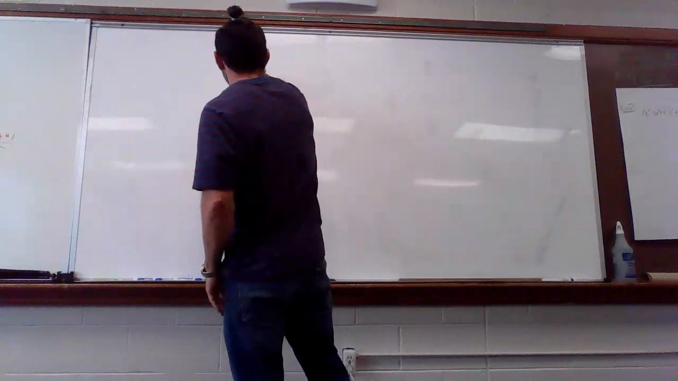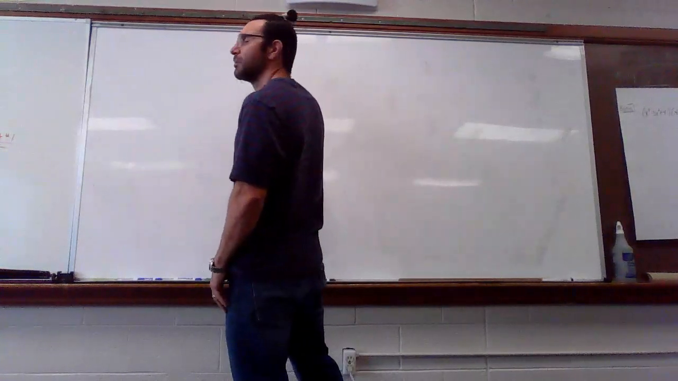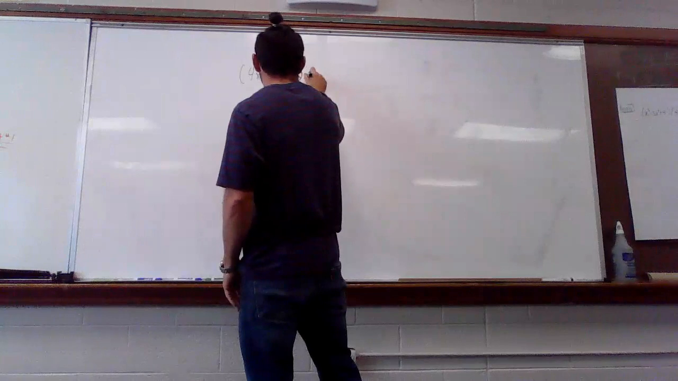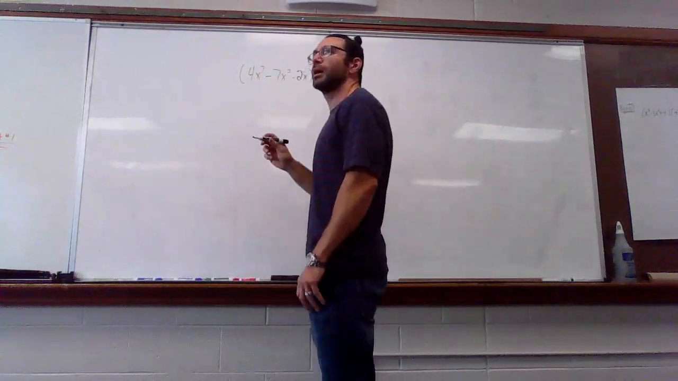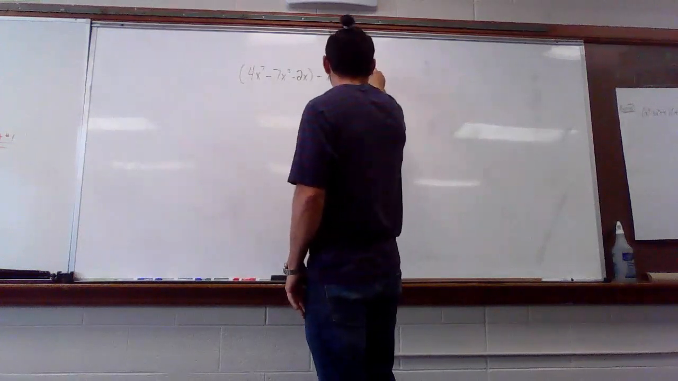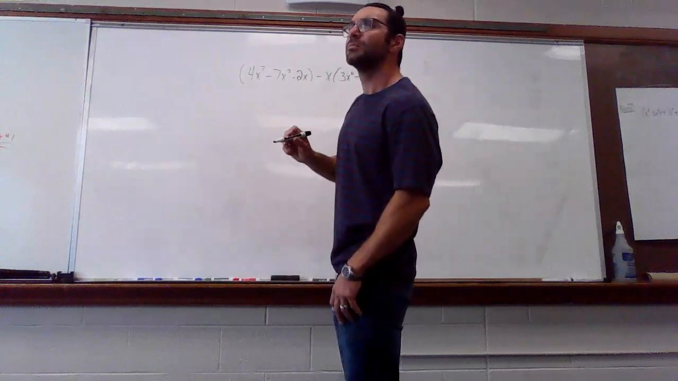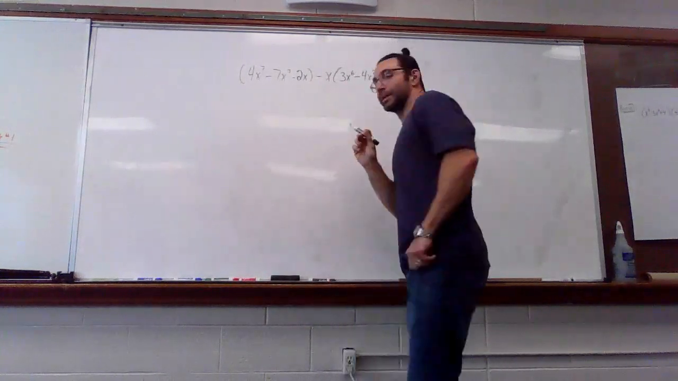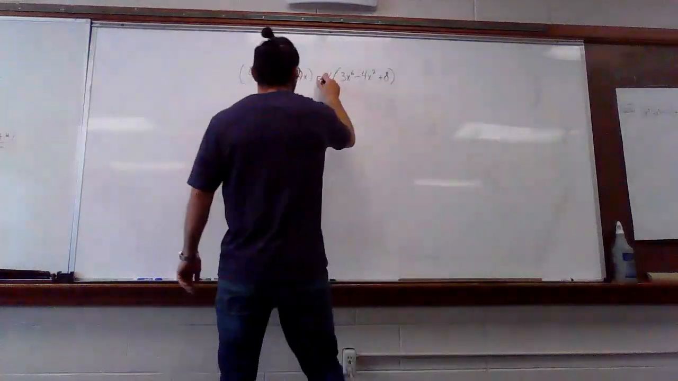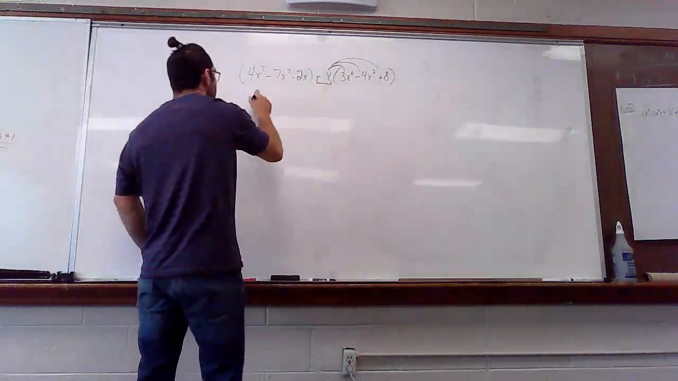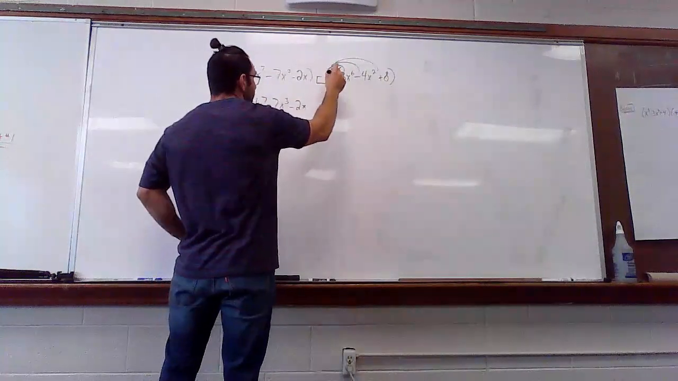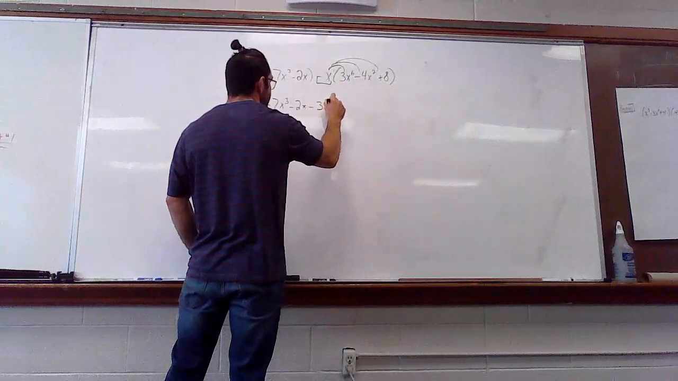So I've got 4x to the 7th minus 7x to the third minus 2x minus x multiplied by 3x to the 6th minus 4x to the 2nd plus 8. We cannot add or subtract until we multiply. So I need to distribute my negative x to everything. So all of this just drops down because this is going to be my last step of multiplying. That's a 1, so that's negative 3x to the 7th.